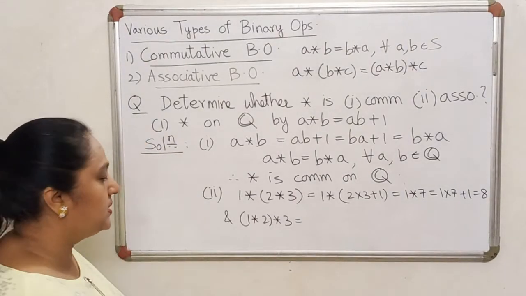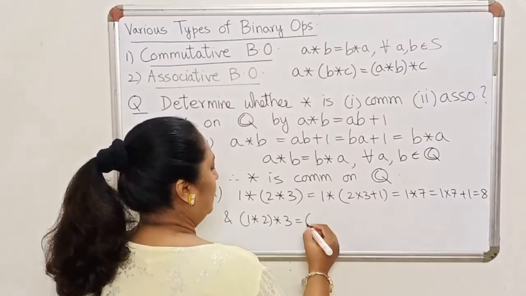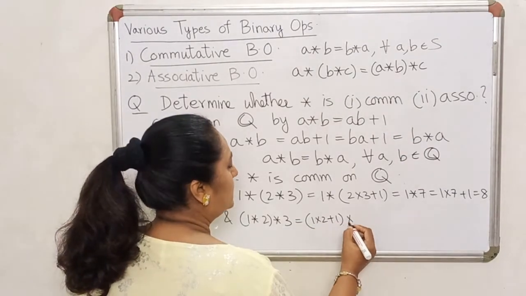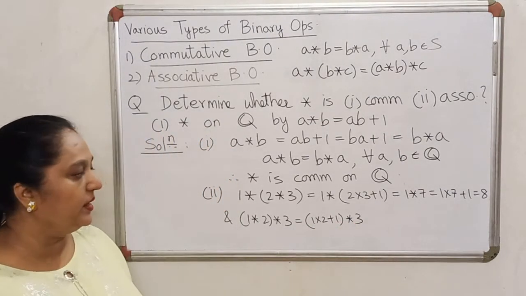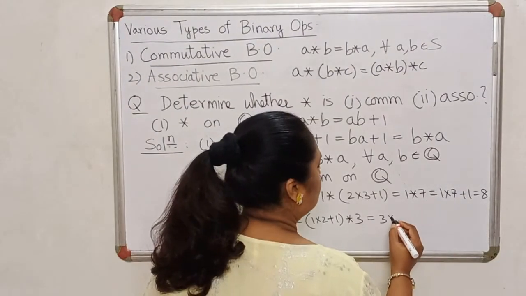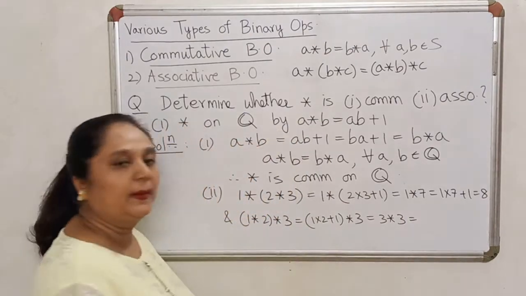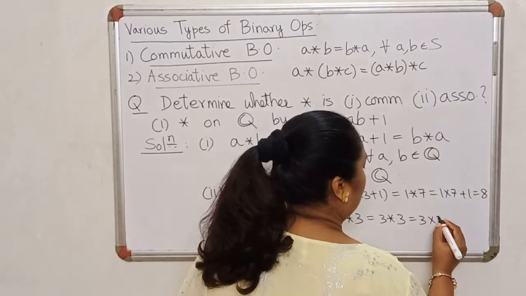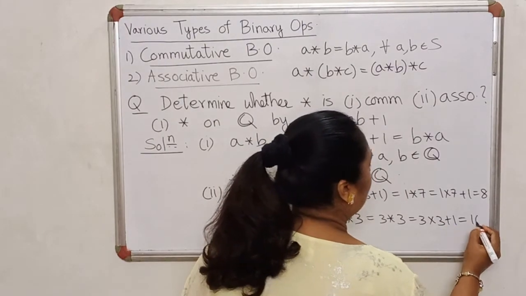On the other hand, suppose I do (1 star 2) star 3. If I do this, then I will get (1 into 2 plus 1) star 3. 1 into 2 is 2 plus 1, 3. So this is equal to 3 star 3, and 3 star 3 will give me 3 into 3 plus 1, which is equal to 10.